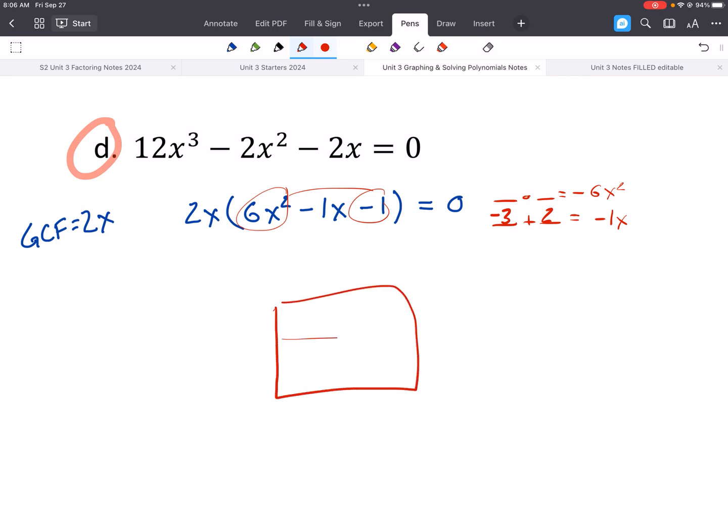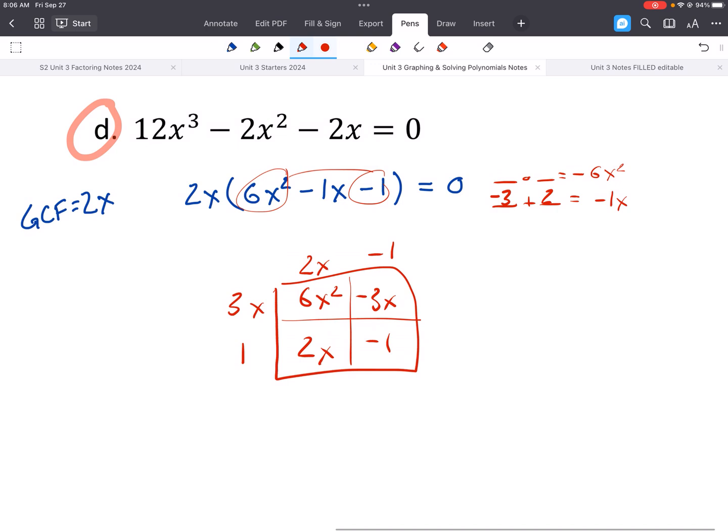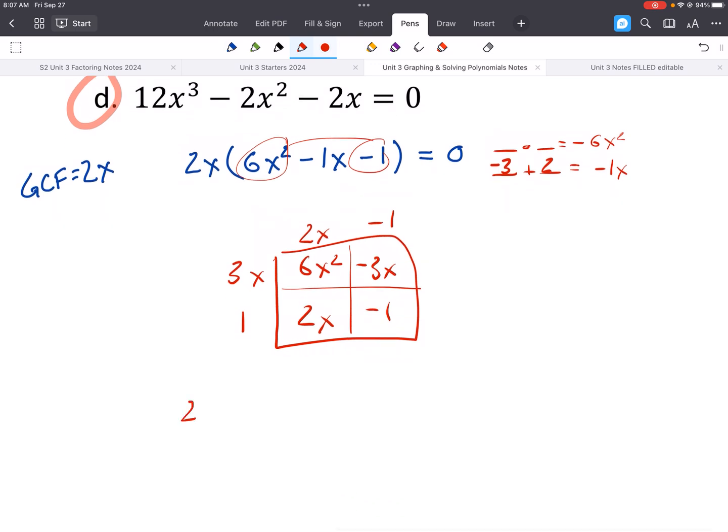So we would put the first in the first, last in the last, and then negative 3x and 2x would be our puzzle, and we'll just say greatest common factor. So we'll have 3x, 1, 2x, and negative 1. Again, we can multiply and make sure that works out. Looks like it's good. So we'll have 2x, and then 2x minus 1, 3x plus 1 equals 0.